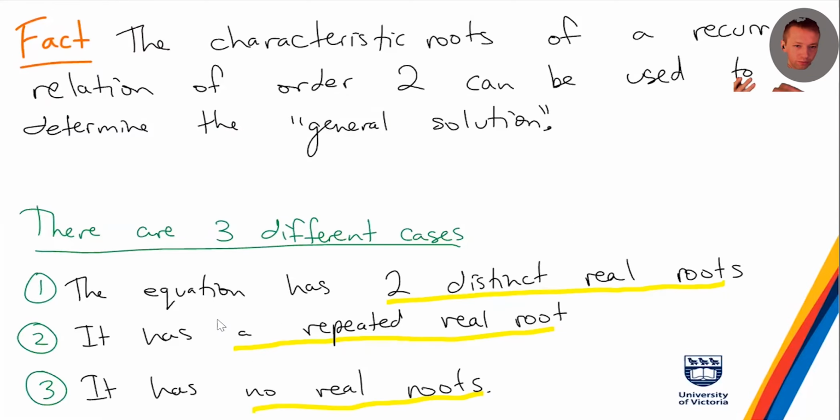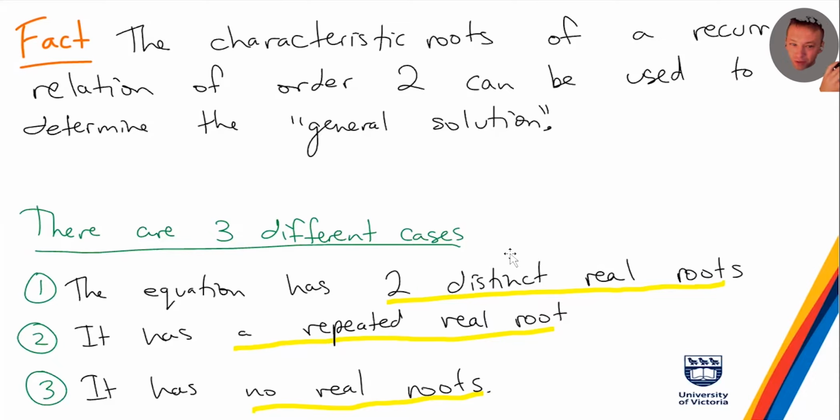What I said before is that if you have a linear recurrence relation of order 2, and let's assume it's homogeneous, then the roots can be used to determine the general solution. There are three different cases. You'll probably remember this from high school, when you were solving dozens of quadratic equations, that there are three cases.